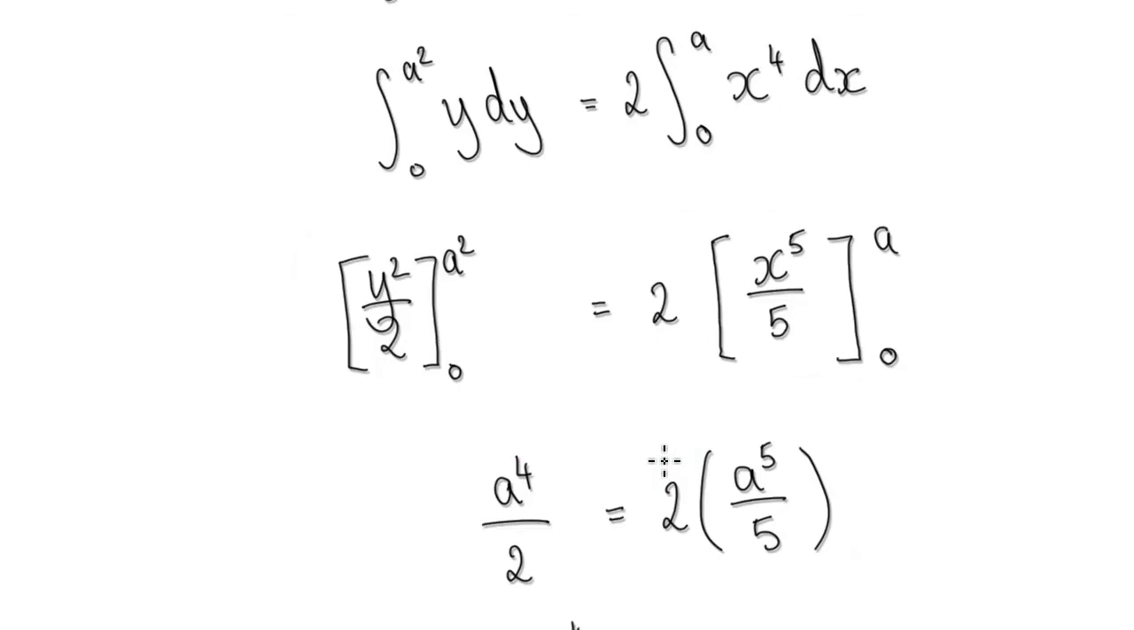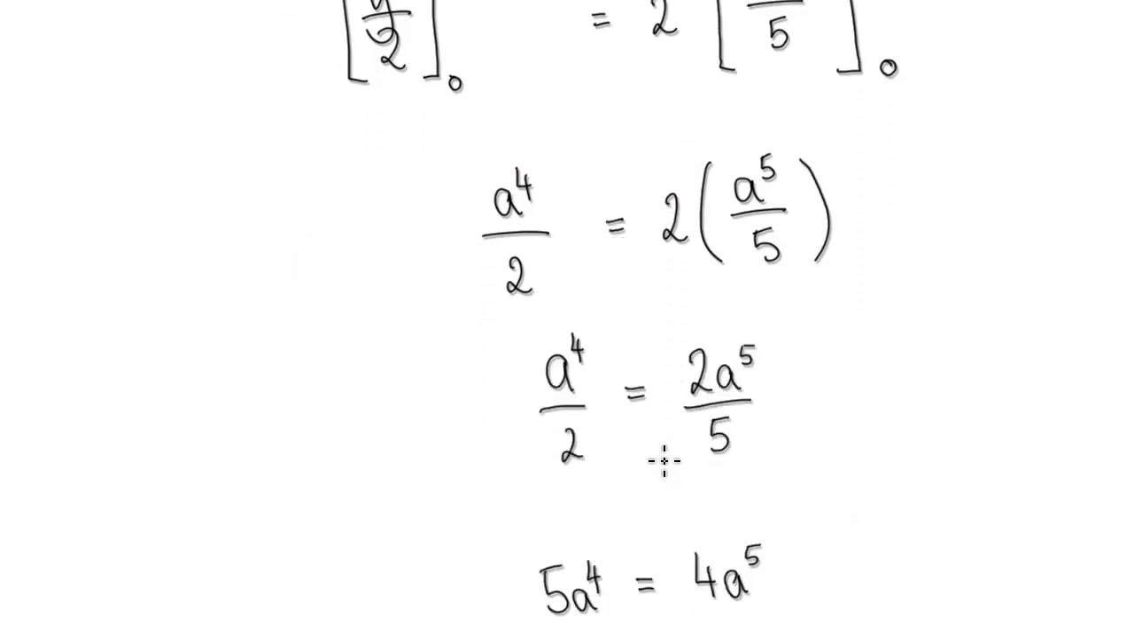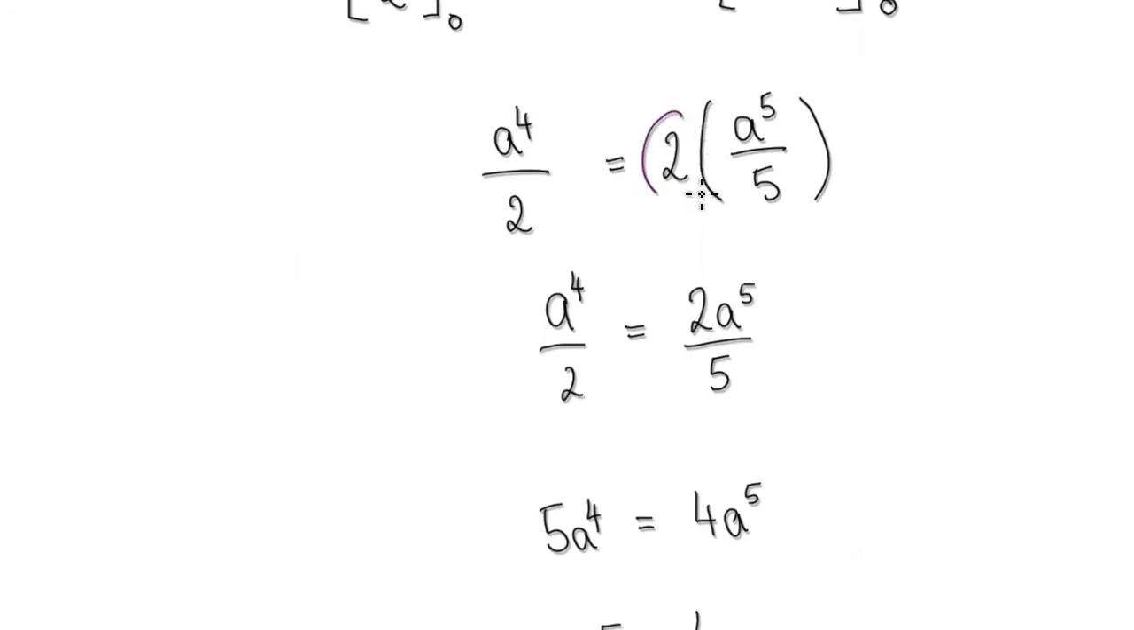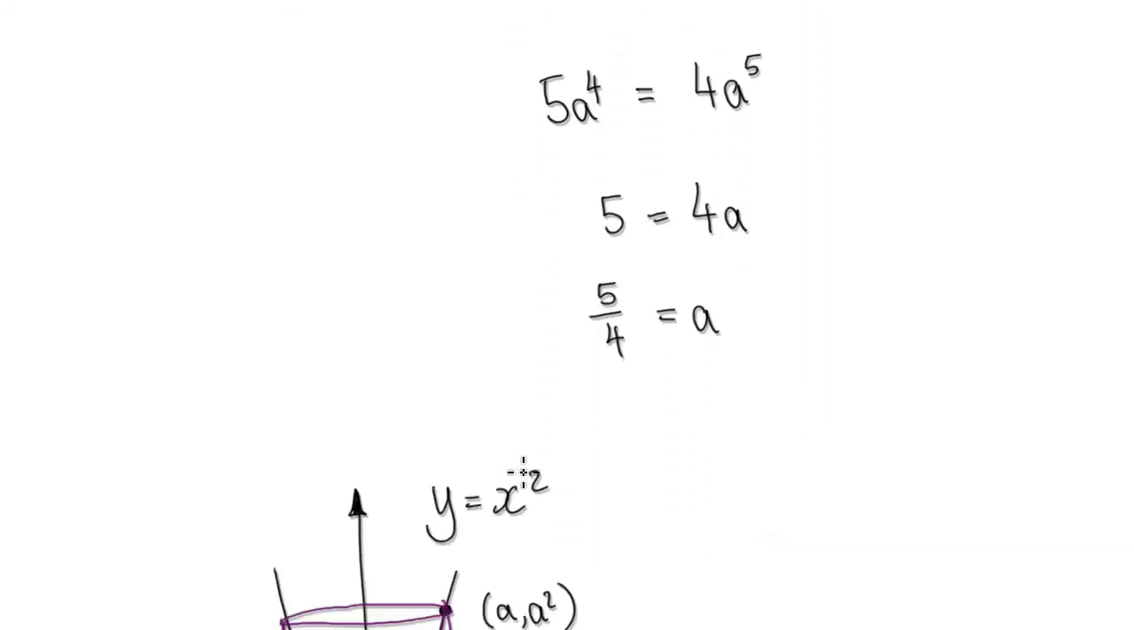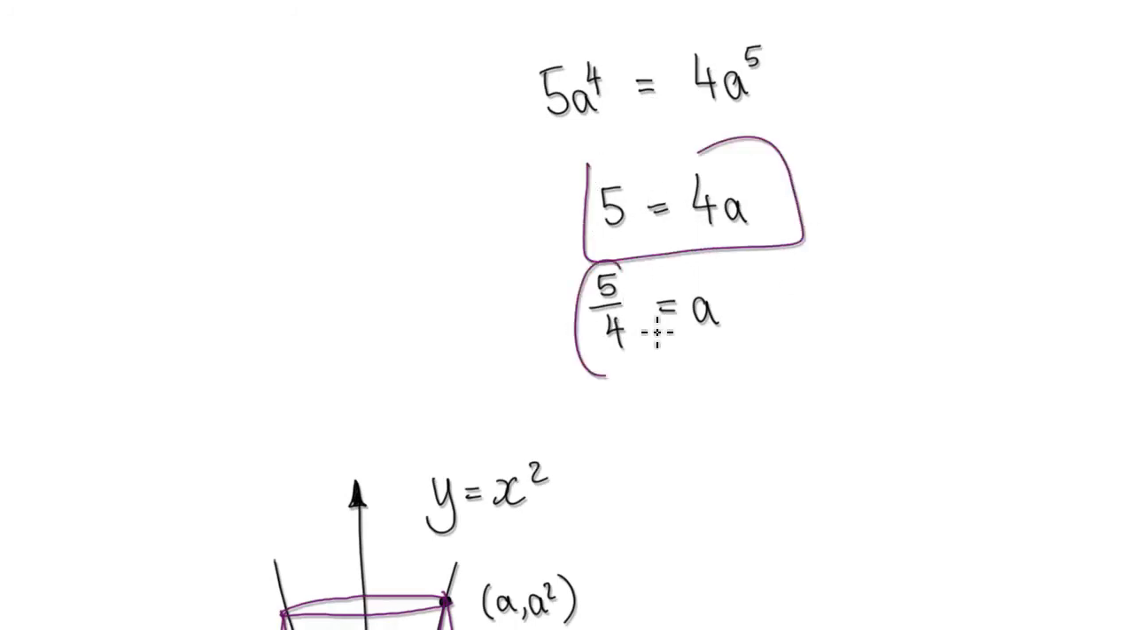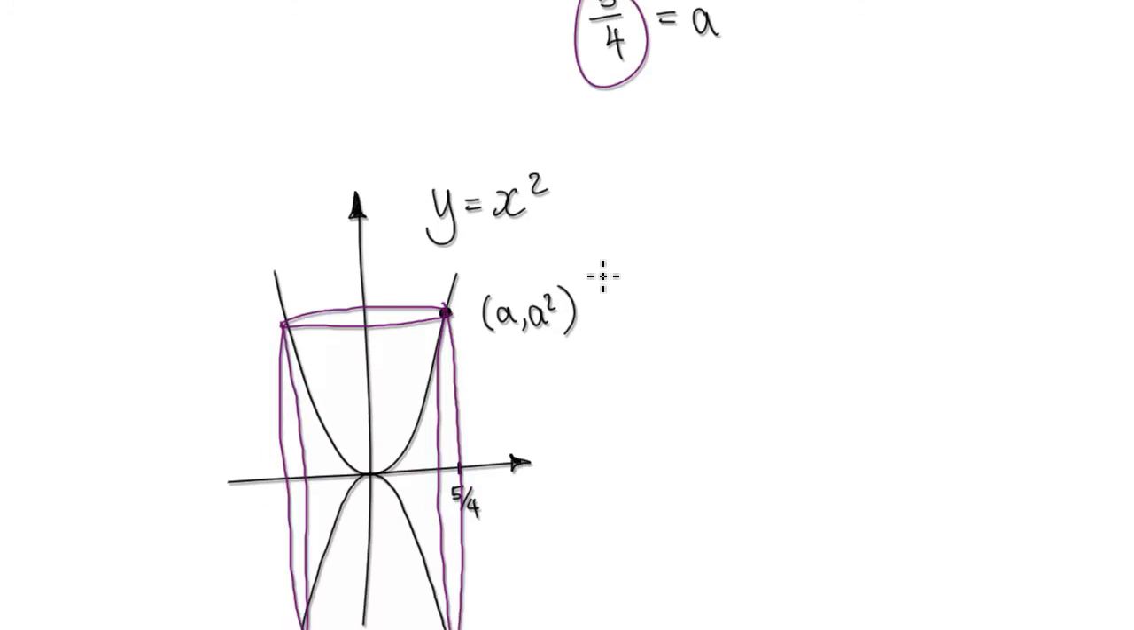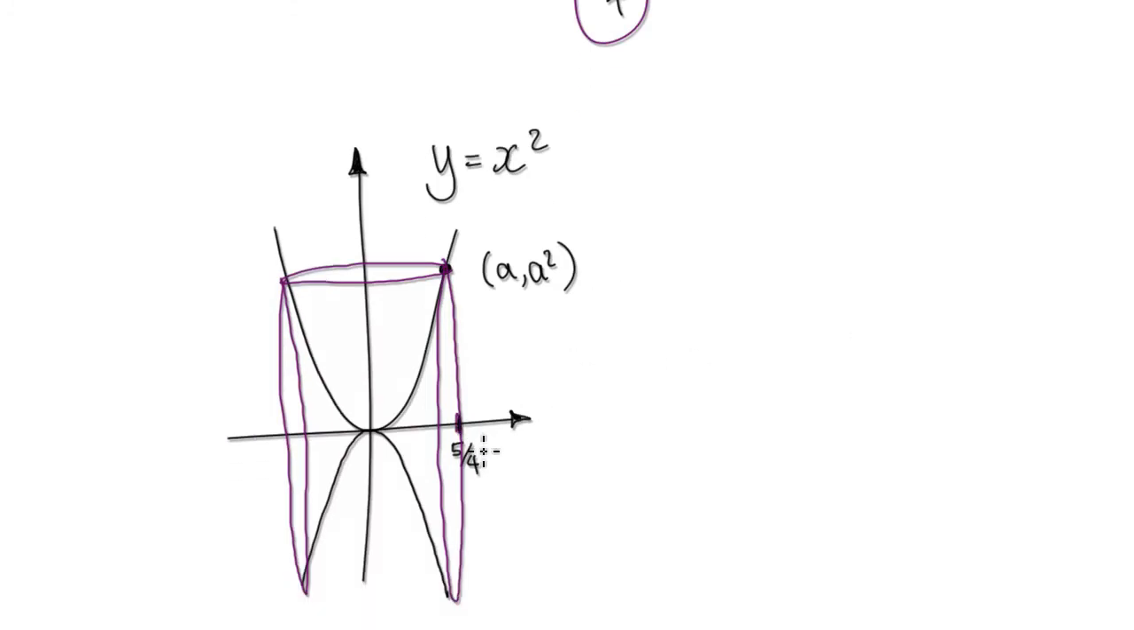Now hang on, let me think. This 2 here gets multiplied to the top, giving you this. From here, times both sides by 5 and times both sides by 2. That will give you this thing here. Then divide both sides by a to the power of 4. That will give you this. So a equals 5 over 4. What that means is, at this precise value, 5 over 4, this volume here is the same as this volume here. So your final answer is 5 over 4.